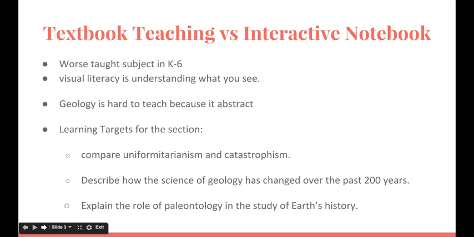This is especially true for geology because geology is so hard to teach because it's so abstract. It's not like we can go to the center of the earth and say, hey, here's the center of the earth, here are the plates. And we can't go to different places in the world and observe it.